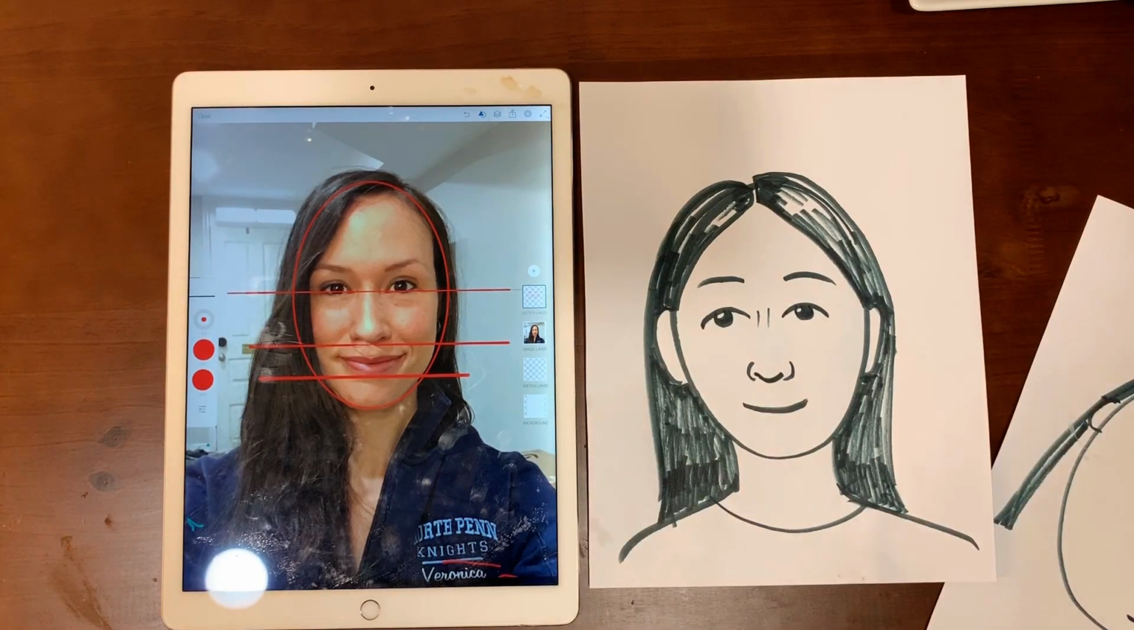So what we're going to do is we're going to use what we learned to draw a brand new picture together.